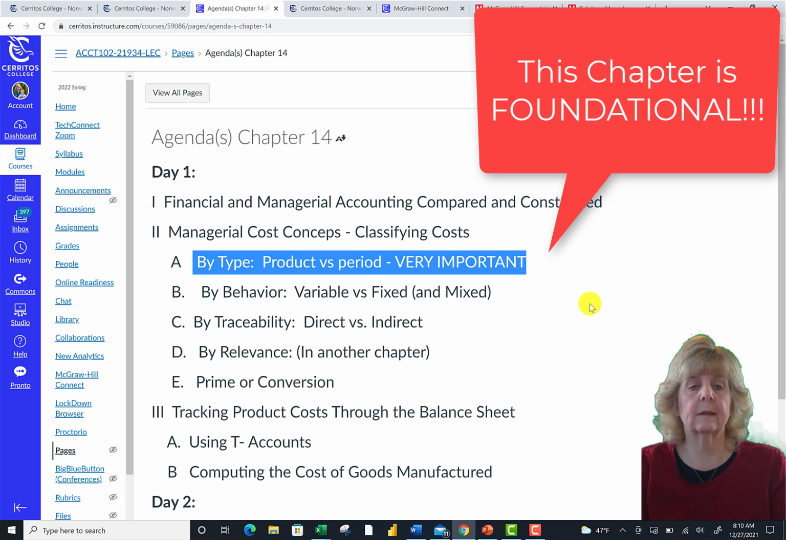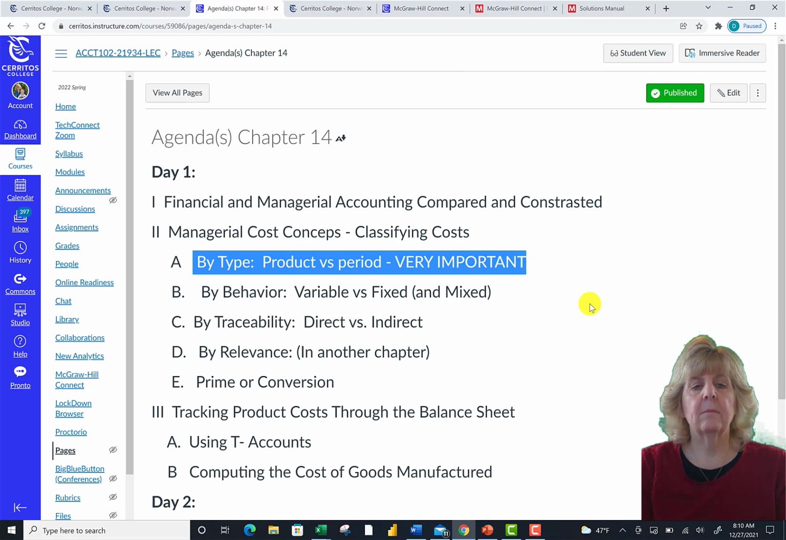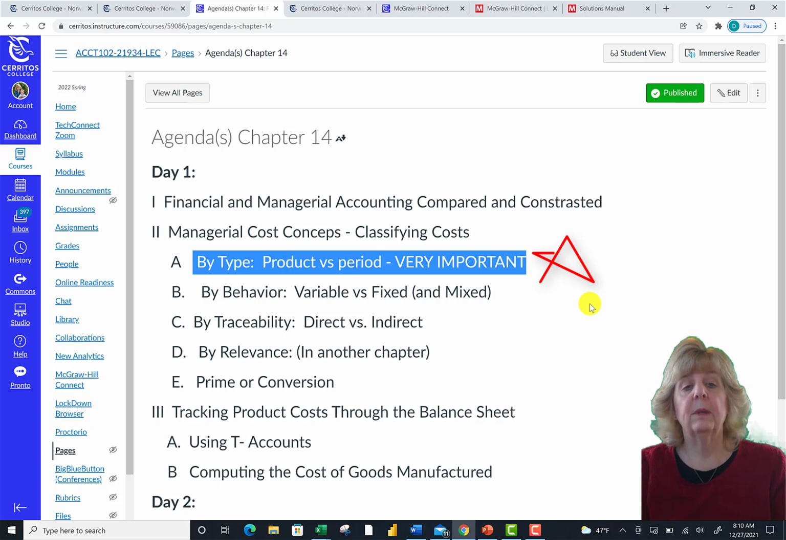So today we're going to focus on classifying costs by type. That means that we will discuss the vast difference between a product cost and a period cost. We'll find out how to define each one, and then we'll practice using several examples in the book by actually classifying them. If you struggle with this, it will affect financial statements and will also affect projections that we'll be making later on in the course material.